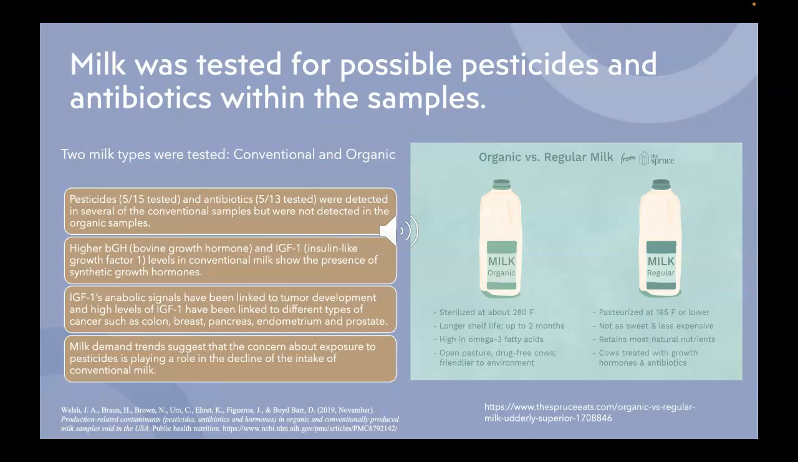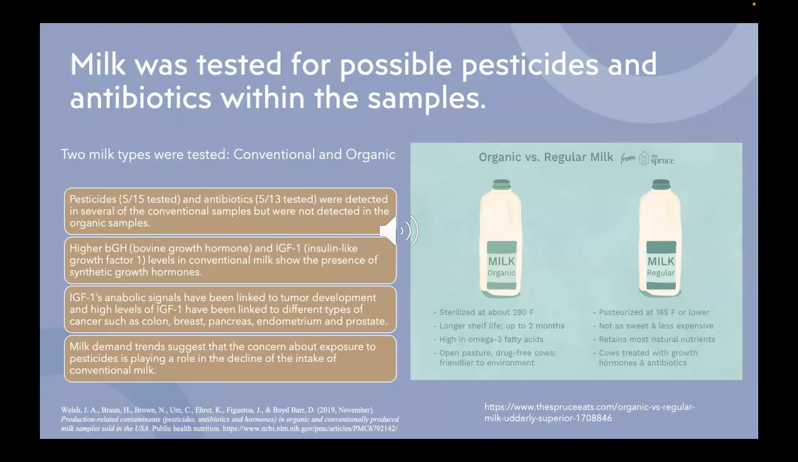Organic milk is sterilized at about 280 degrees Fahrenheit, while regular milk is pasteurized at 165 degrees Fahrenheit or lower. Organic milk has a longer shelf life, up to 2 months, while regular milk doesn't have as long of a shelf life. It is not as sweet and less expensive. Regular milk retains most natural nutrients, and cows are treated with growth hormones and antibiotics, while in organic milk, the cows are in an open pasture, they're drug-free, and it's friendly to the environment, and organic milk also has higher omega-3 fatty acid content.